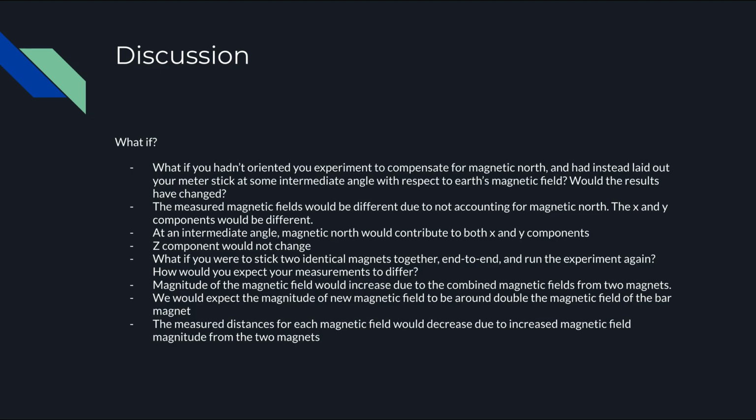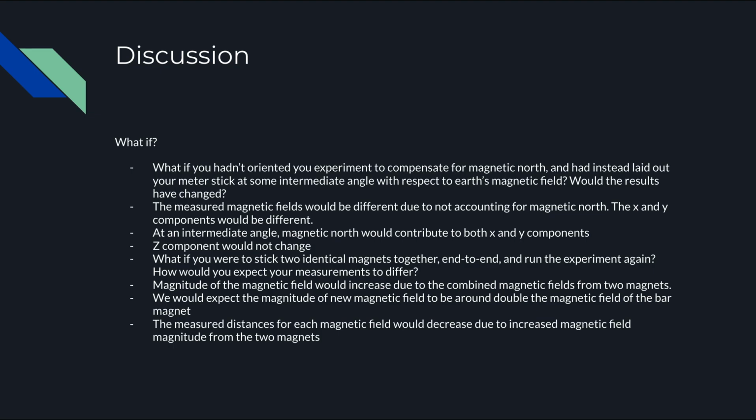As far as what-ifs, what if you hadn't oriented your experiment to compensate for the magnetic north and instead laid out a meter stick at an indeterminate angle? This would make both the x and y components different, since the north would contribute to both of those. The z component wouldn't change.